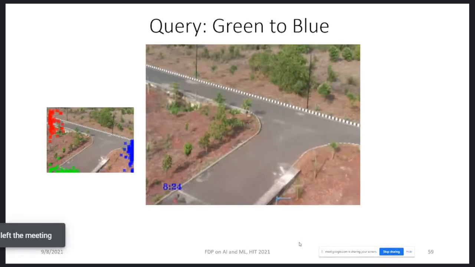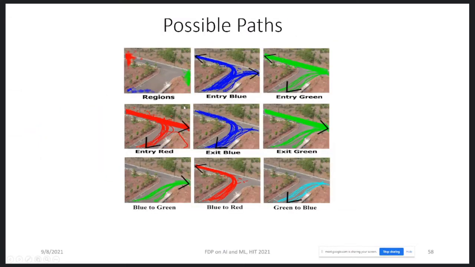The original video was a 1 hour video, recorded from 8 o'clock to 9 o'clock in the morning. After all the processing, he identified that there are mainly 3 regions through which the objects are entering: the red region, the green region, and the blue region. All the paths we saw in the earlier diagram were like that. Possible paths: if entry is blue, the vehicle or object can move from here to here, here to there. If entry is green, the object can move from here to there. Entry is red, this. Exit is blue, this and this. Exit is green, this and this.